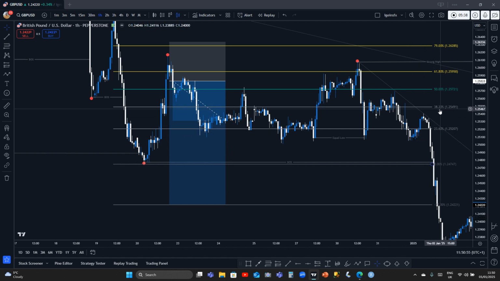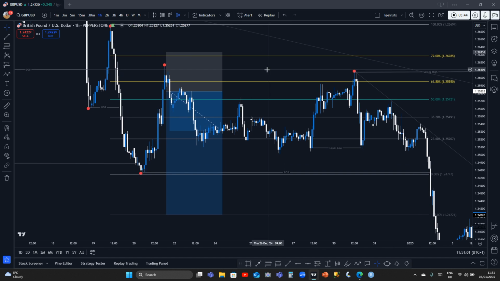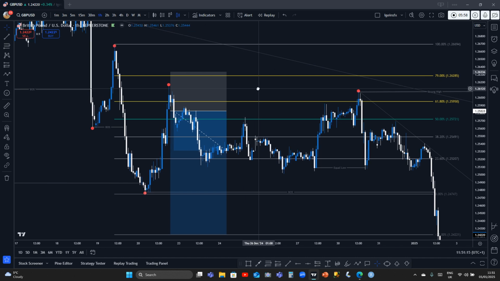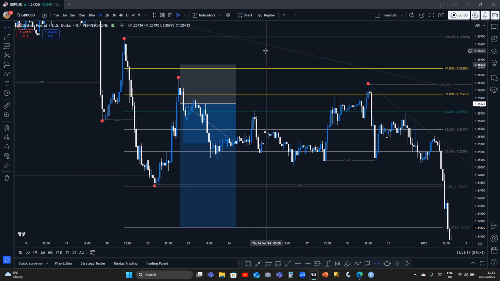Like I've taught us before, all these Fibonacci levels: 23.6, 38.2, 50%, 61.8, 79%. All these things are reversal points. From 50 down, this is a premium. From 50 up is discount. These are the discount levels.